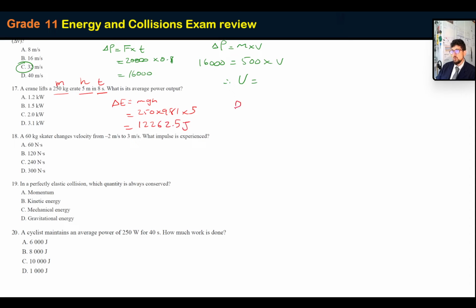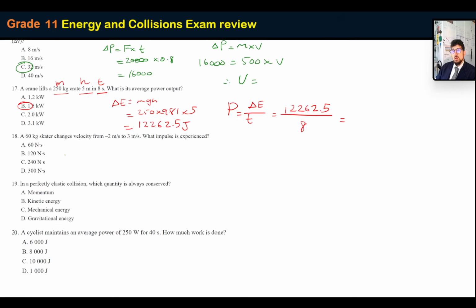So all I have to do is go power, and power is capital P. Okay, so that's how you write power. Equals change of energy or work over time, which is equivalent to 12262.5 all over 8. That's 1532, which is closer to 1.5 kilowatts. Okay? That's how you do that one. Next.